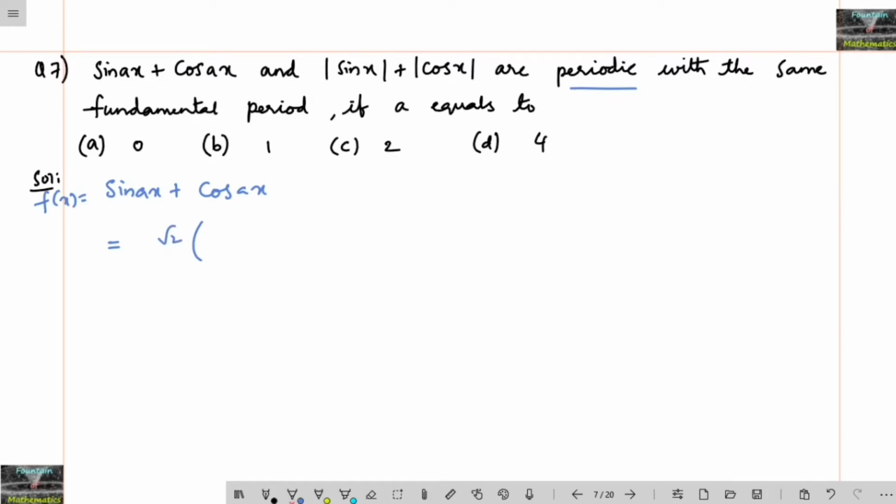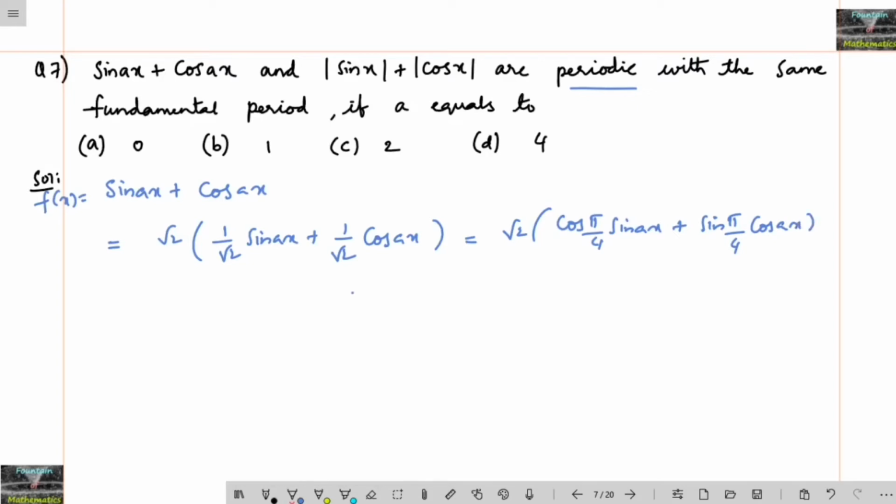Take root 2 outside: 1 by root 2 sin ax plus 1 by root 2 cos ax. This can also be written as cos pi by 4 into sin ax plus sin pi by 4 into cos ax. This is the formula we can take, sin of ax plus pi by 4. We can use the sin a plus b formula, sin a cos b plus cos a sin b.